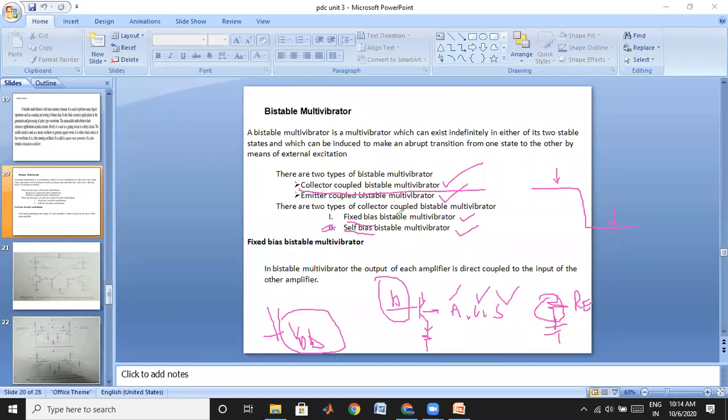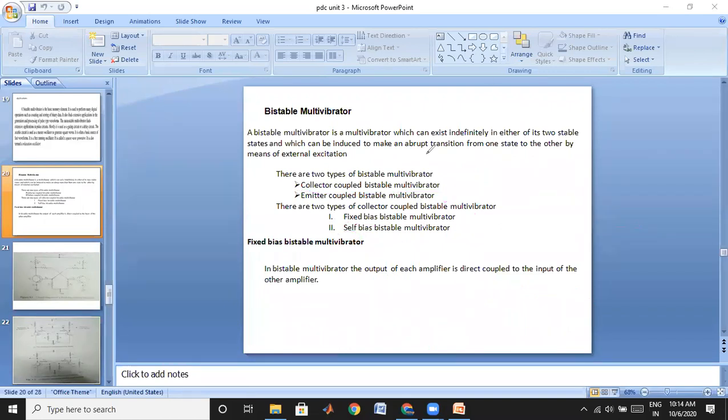Once you see both the bistable circuit diagrams, then you will get the idea. Therefore, this is regarding the bistable multivibrator and its different types. Basically, there are two types: collector coupled and emitter coupled. Again, collector coupled is further classified into self-biased and fixed bias, depending upon the biasing techniques. Now we will see the first topic, that is fixed bias. First we will see the fixed bias bistable multivibrator.